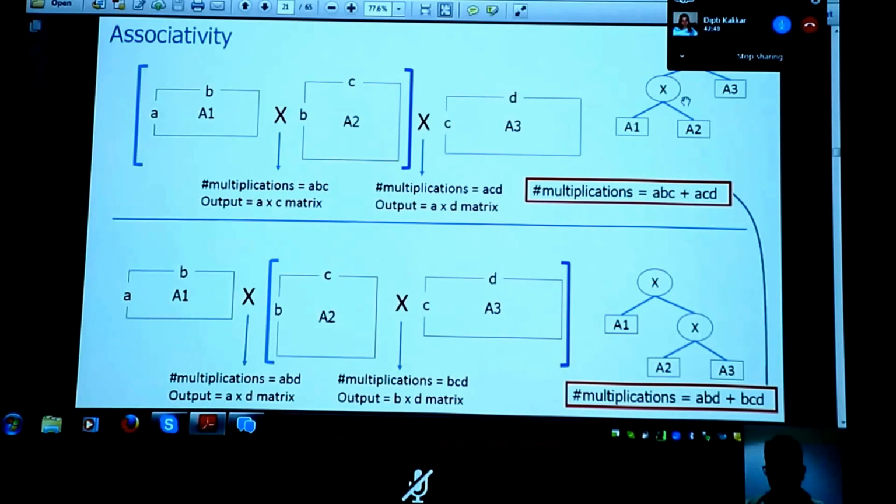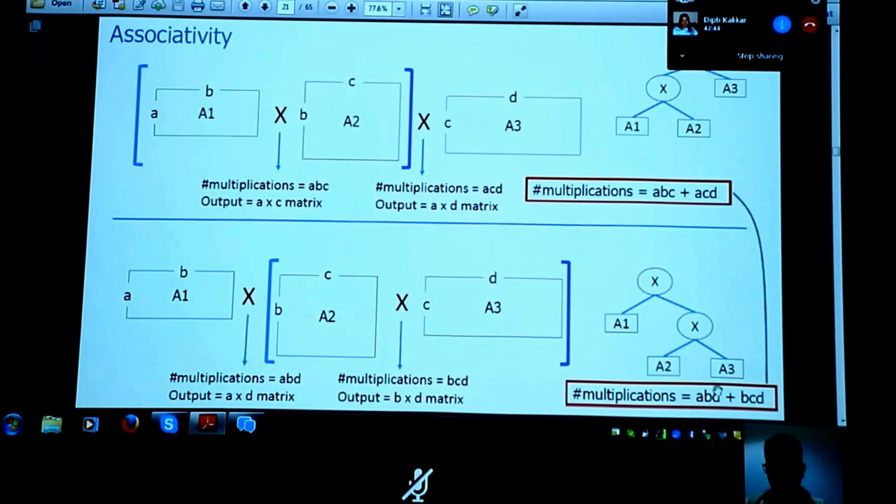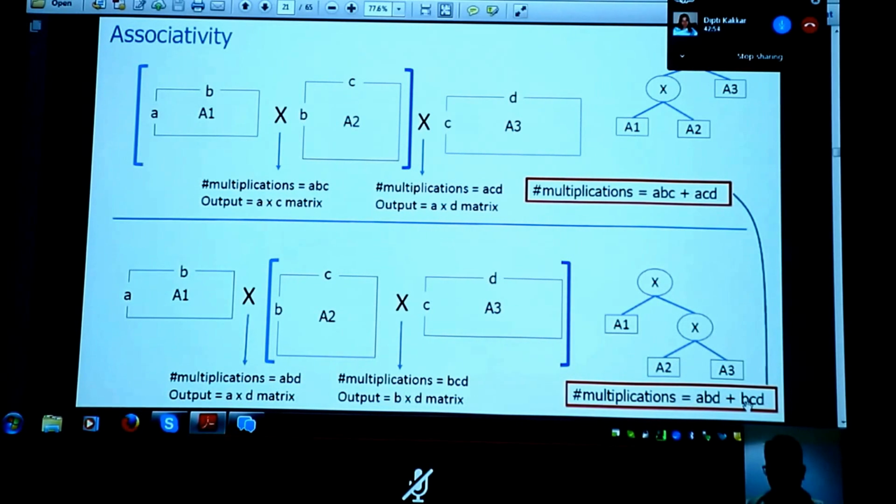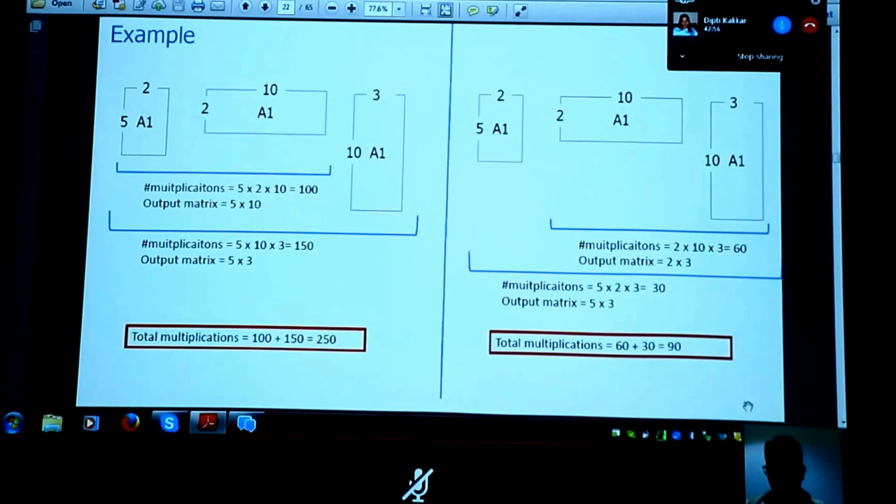Now, if we compare this and this, we can see that they are different, right? ABC plus ACD, ABD plus BCD, these are different. So it depends on which way you multiply; that way the number of multiplications will change. So here is a quick example.